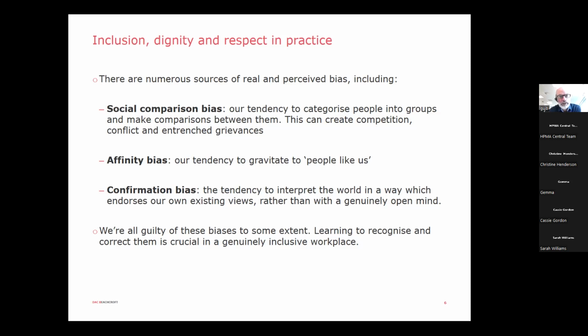But the underlying point about this is that confirmation bias seems to be quite a powerful way of explaining how people form their views and hold on to them, sometimes in spite of evidence to the contrary. So again, that's one of those things that's important to recognize both in yourselves and in other people.